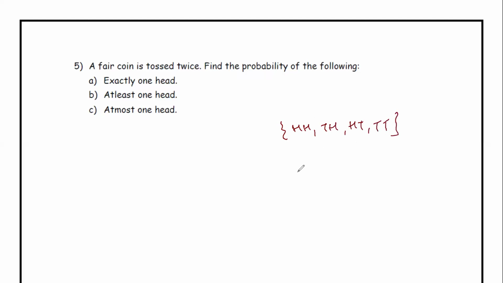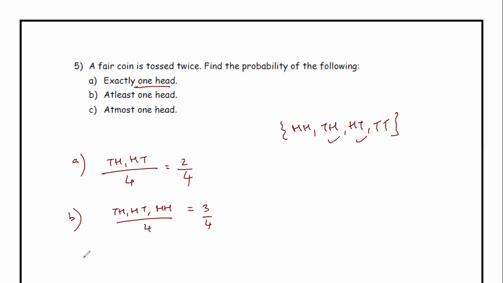Find the probability of A, exactly one head. So that is TH, HT upon 4. So basically it's 2 out of 4, right? Exactly one head would be this and this. B, at least one head. At least meaning one or more than one. So that will be TH, HT, and HH. So that is 3 upon 4.